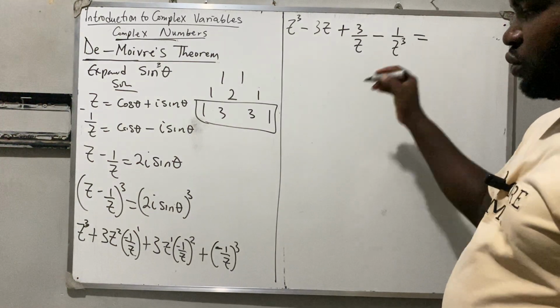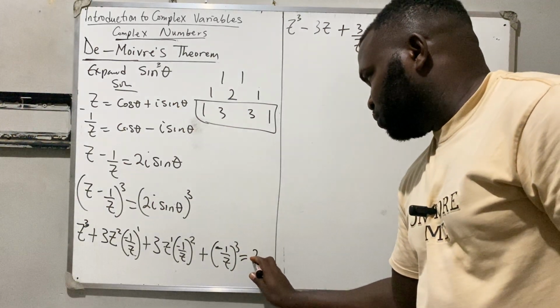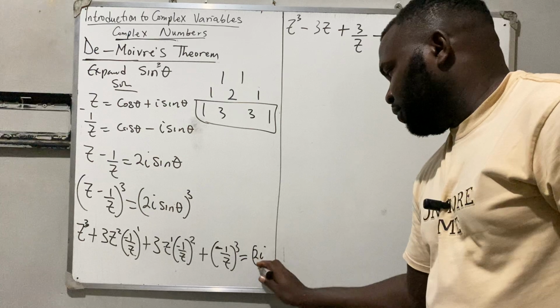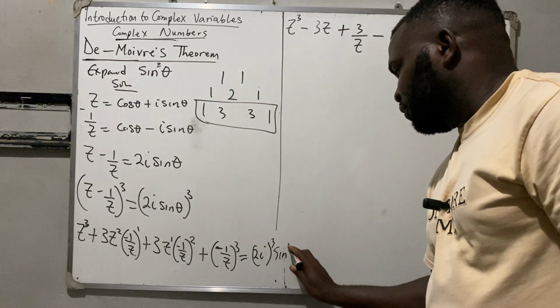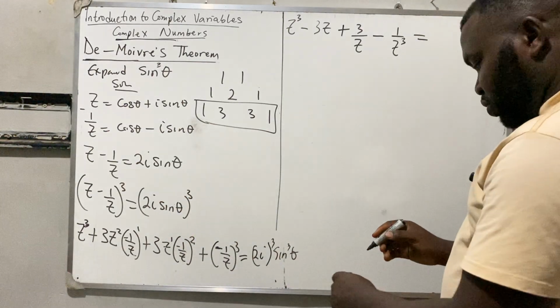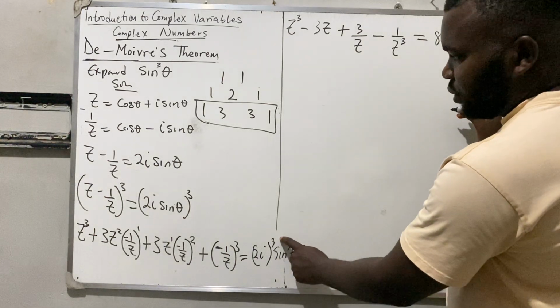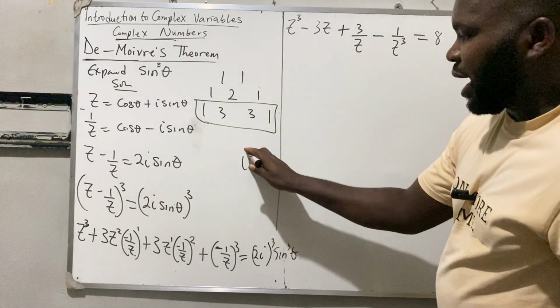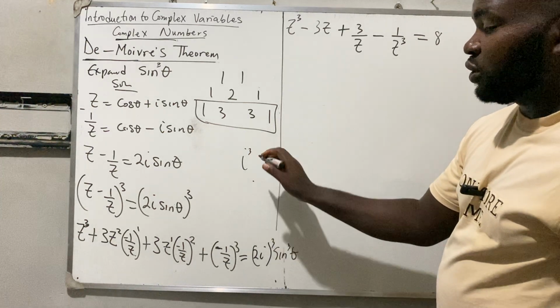Okay, this thing is equal to what? 2i all cube, and then sine cube theta for the other side. And 2i all cube, 2 cube will give you 8. I cube, remember I told you that i cube is an odd function, so I'm expecting it to be odd.